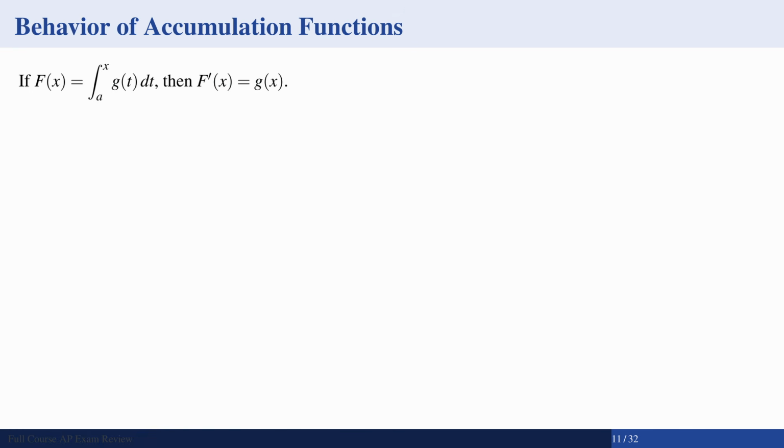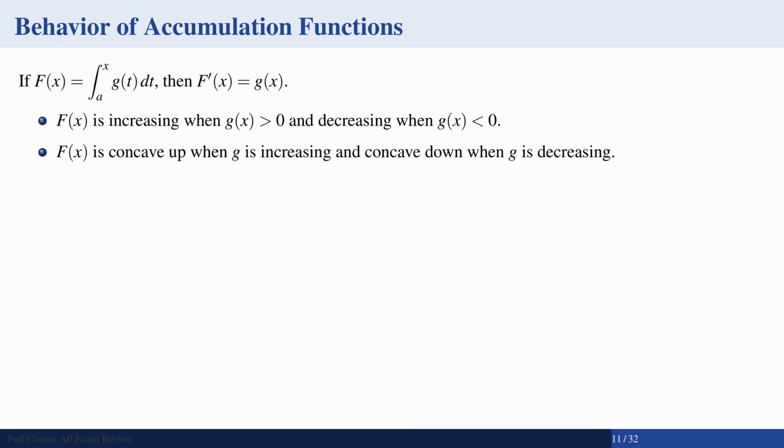Okay, the next thing that we want to do is we want to talk about the behavior of accumulation functions, right? That's the whole point of finding the derivative of an accumulation function. So if capital F of x, I hate this notation, but they use it a lot, if capital F of x is equal to the integral from a to x of g of t dt, then we know by the second fundamental theorem that f prime is equal to g of t with the upper bound plugged in, so that's g of x, times the derivative of the upper bound, which is 1. So f prime is just g of x. What that means is f is increasing when g of x is greater than 0, and f is decreasing when g of x is less than 0, as you would expect. And then f is concave up if g is increasing, and concave down when g is decreasing.